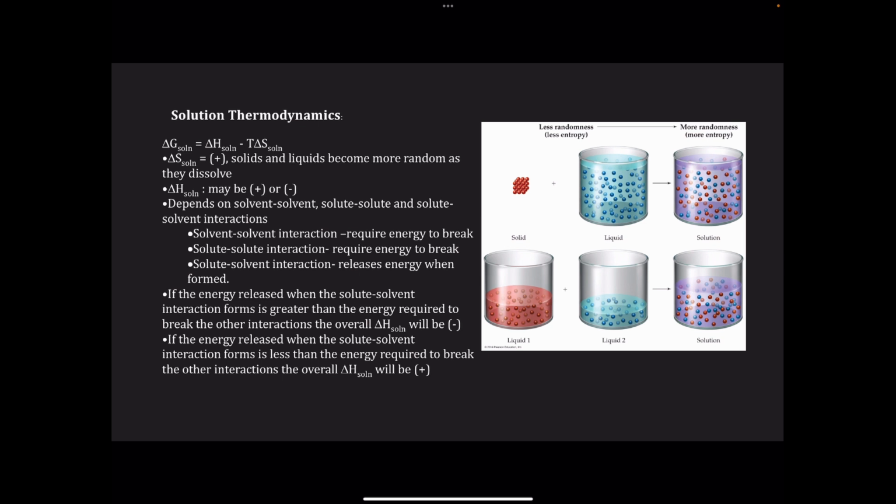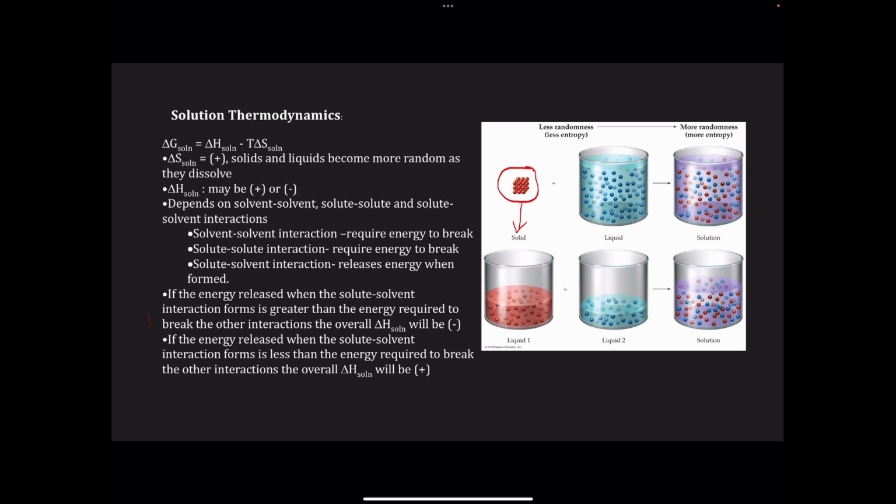So we can see some examples of that in our image here. If we started off with a solid, my particles are very compact. We dissolve it in our liquid. The particles are now separated. So as they're separated, they're going to be more random. With a liquid, we're mixing two liquids. We go from having particles that are spread out, but now we've got different types of particles. They're going to intersperse amongst one another. It's going to be more random.